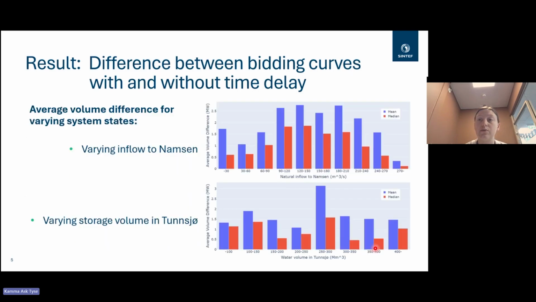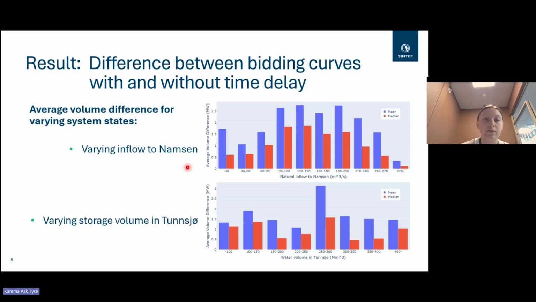And in addition to the overall AVD, we also computed the AVD for varying system states. So we looked at the difference in bid volume for varying inflow to Nansen, which we see in this top plot. And this shows that the difference in bid volume is actually greatest when the inflow to Nansen is neither very high nor very low.